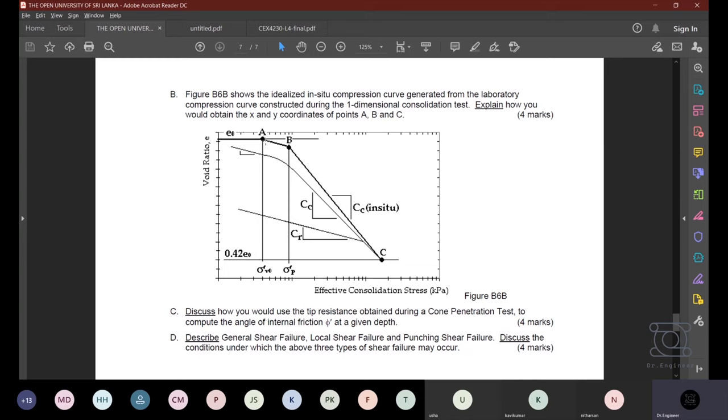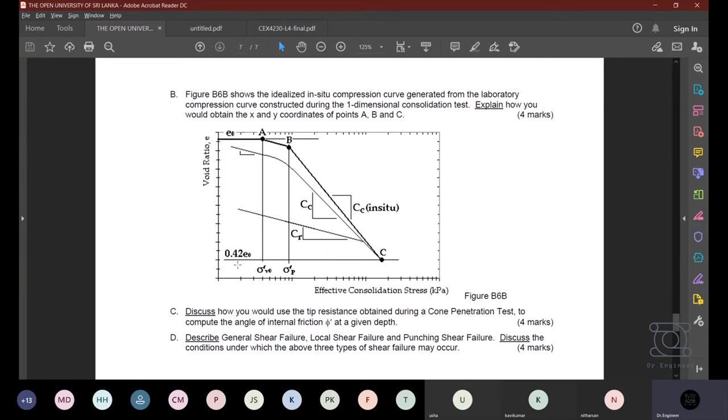After finding A, you can draw a line parallel to CR. You can take the gradient CR and draw a line through A, which is parallel to the CR gradient, same gradient. And already from the lab practical, we know sigma P. So we can draw a horizontal line and we can find point B, right? So A is done and B is done.